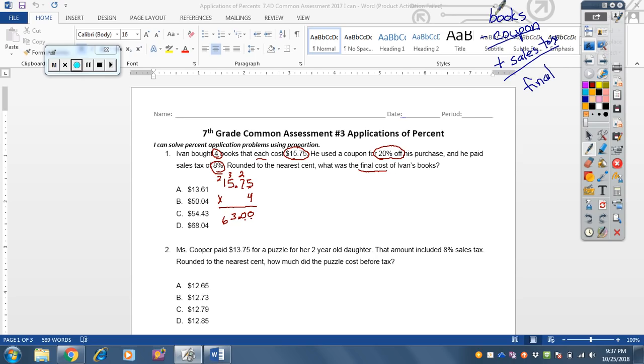Now we need, that's the cost of the books up here. Now we need to find out how much the coupon is. 20% off is not the same as $20. We have to find out what 20% of $63 is. So you have to set up your proportion. Then you have to solve it.